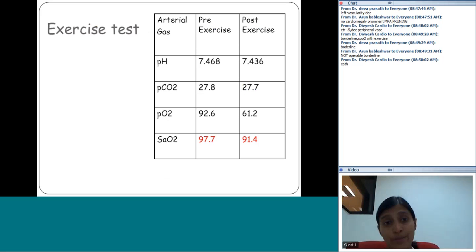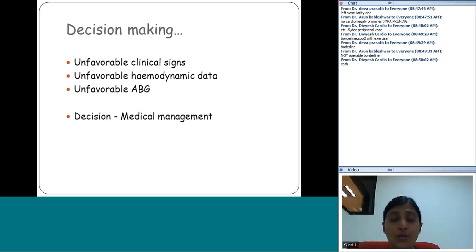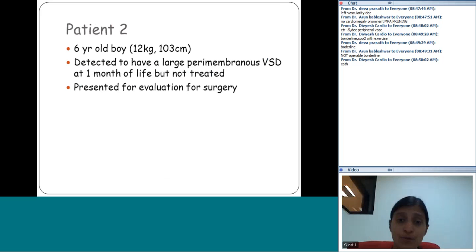Okay. So in terms of decision making, he had unfavorable clinical signs. He had unfavorable ABG and unfavorable hemodynamic data. So the decision here was to medically manage the patient. So this is patient 1. Now we have another patient, okay, 6-year-old, large VSD, again late presentation and presented for evaluation for surgery.